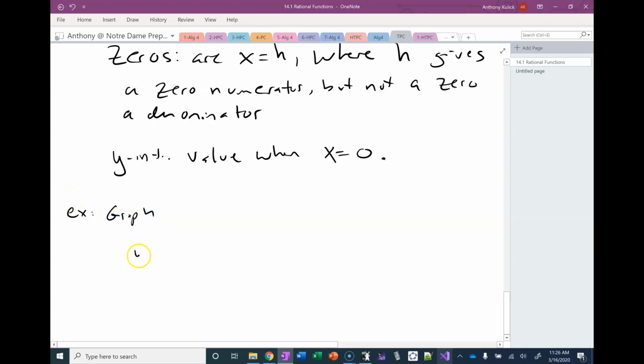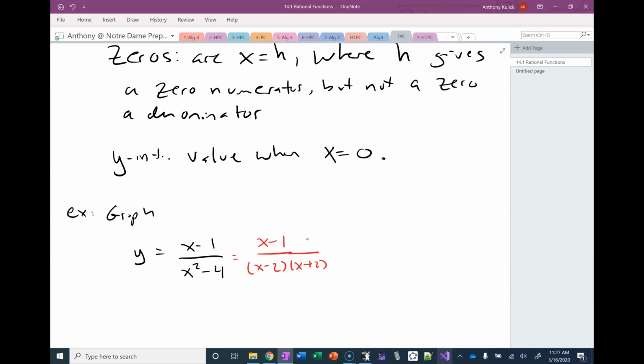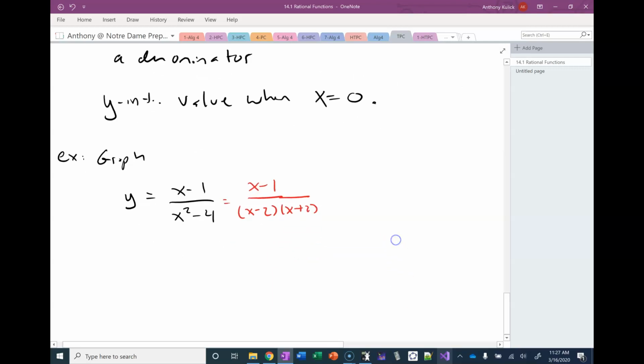So let's say we wanted to graph y equals x minus 1 over x squared minus 4. The first thing I want to do is factor the numerator and denominator. The numerator is prime already. The denominator can factor. It's a difference of 2 squares. In fact, we factored x squared minus 4 in our earlier example to x minus 2 times x plus 2. I notice nothing is going to reduce from the numerator and denominator, so we're all set there.